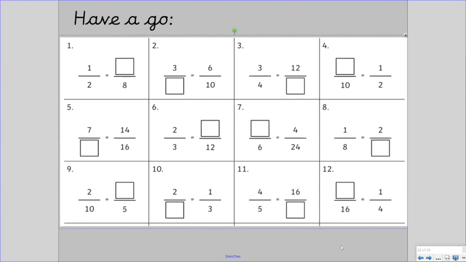Right, let's have a look at the answers. Let's see how you got on here. Okay, so a half is equivalent to 4/8. 6/10 is equivalent to 3/5. 3/4 is equivalent to 12/16. A half is equivalent to 5/10. 14/16 is equivalent to 7/8, and so on.